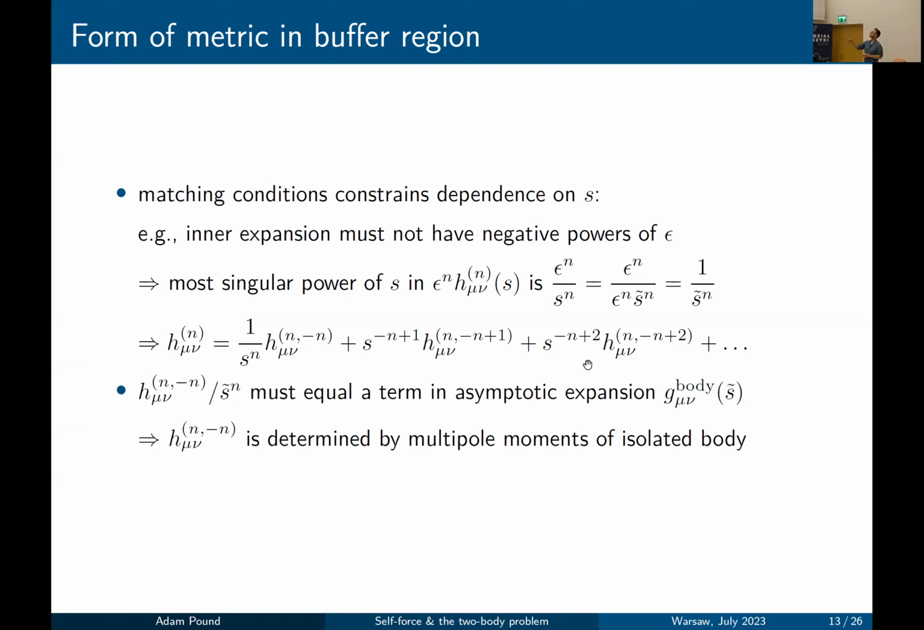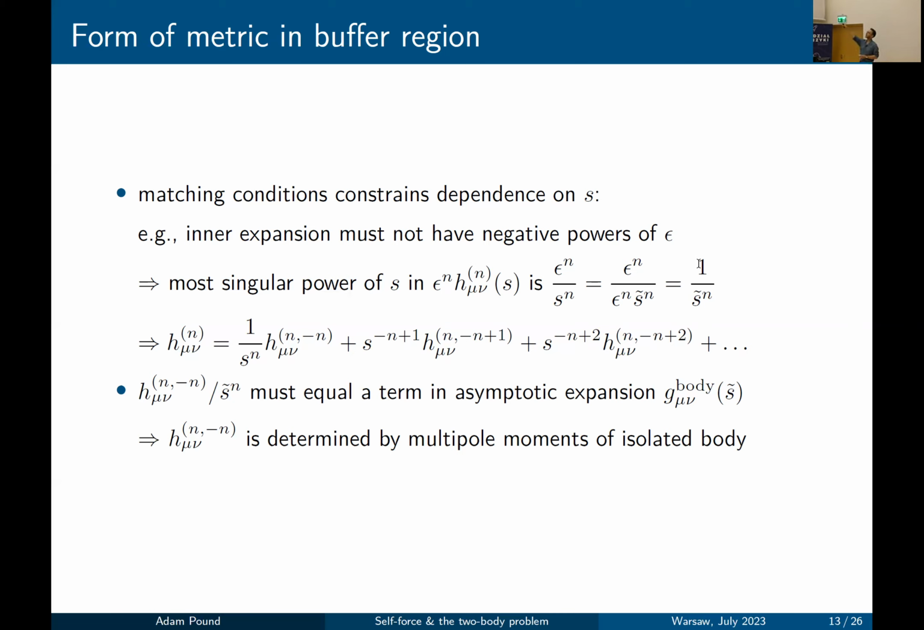So we take epsilon to the n over s to the n from the outer expansion and rewrite it in terms of s tilde. That introduces an epsilon to the n on the bottom, and the epsilon to the n's just cancel. So if I have something in my outer expansion that looks like epsilon to the n over s to the n, and then rewrite it in terms of things in the inner expansion, it actually becomes independent of epsilon. It's an epsilon to the 0 term. It's just 1 over s tilde to the n.